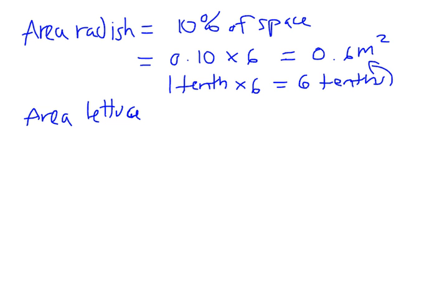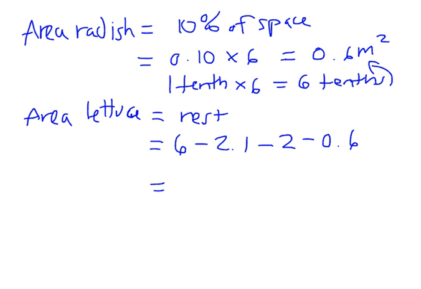And the area of the lettuce is equal to the rest. So how do we find the rest? We take 6 meter squares minus 2.1 minus 2 minus 0.6. So we just minus all the areas that we found. So if you do 6 minus 2.1, 6 minus 2 would be 4, minus 0.1 is 3.9, minus 2 is 1.9, minus 0.6 is 1.3 meters squared.